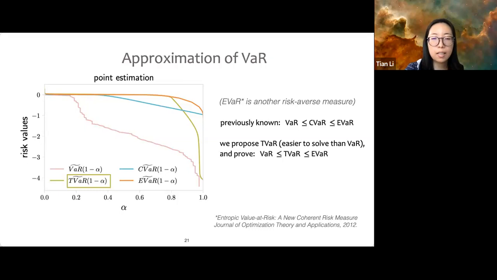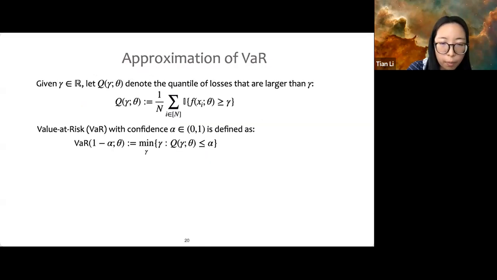And what's the operational meaning of the regime where alpha is closer to 1? If we go back to this definition of VaR, we see that when alpha is close to 1, it basically optimizes for the mean loss. So this is very important for robustness applications where we want to focus more on the small losses.